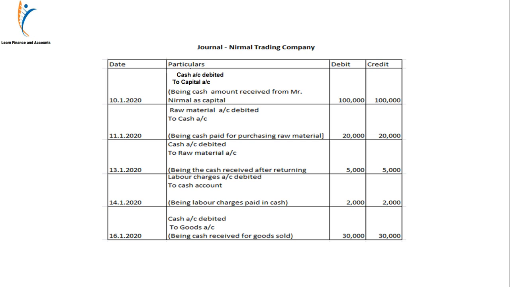But actually, what is involved? Actually, goods are involved. Raw material is also inventory or goods, and finished material is also inventory or goods. So the transaction becomes cash account debited to goods account for 30,000. So this is how we make a journal.